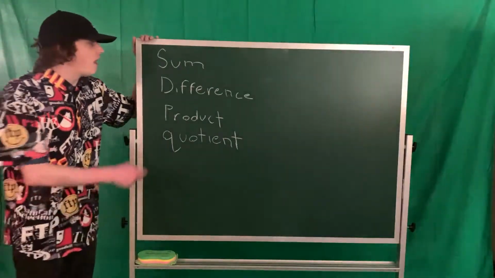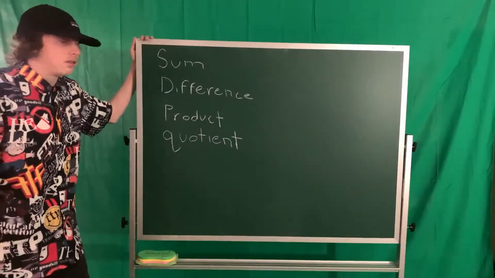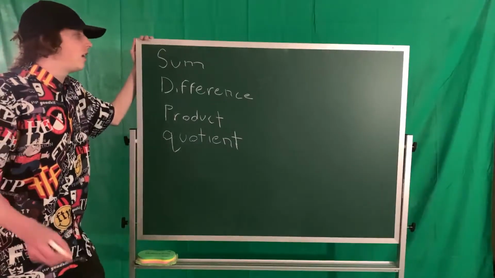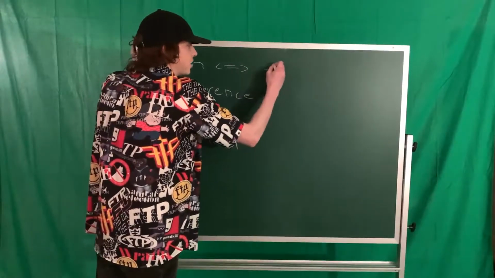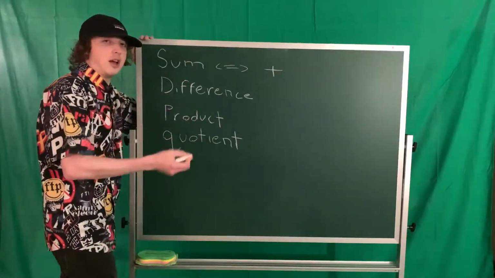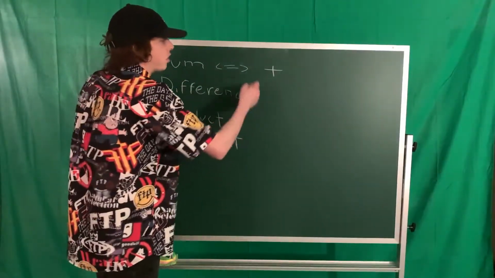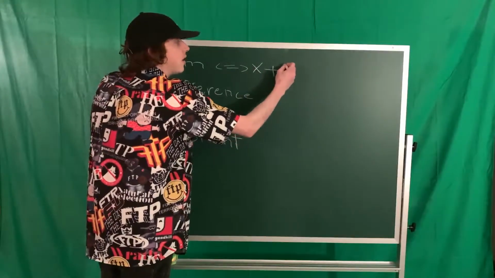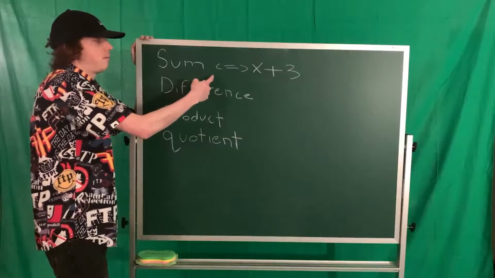So, we have sum. Sum is the same thing as saying adding. So if we have the sum of a and x, this is equivalent to saying plus. So if we are saying the sum of a number and 3, that number could just be x, so the sum of a number x and 3 is x plus 3. That's what we're going to be seeing with sum.